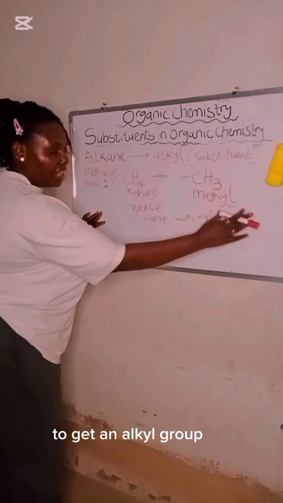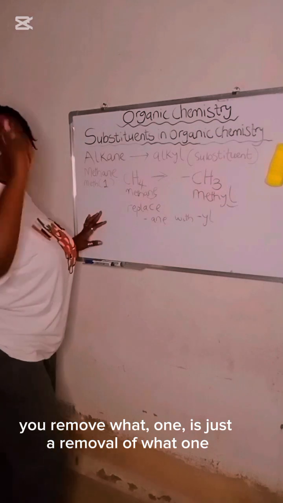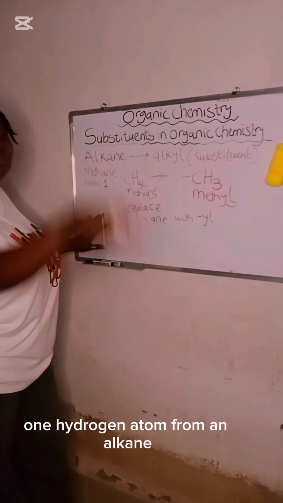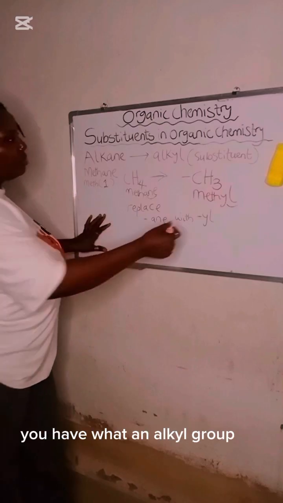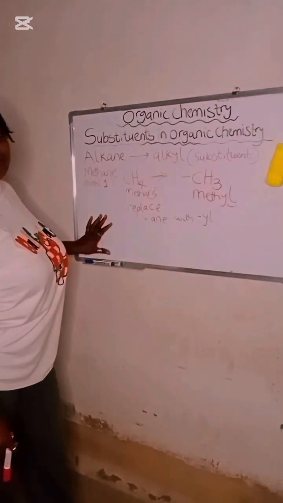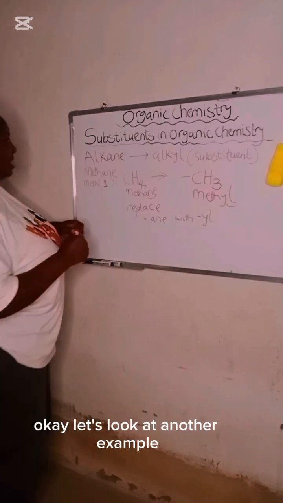To get an alkyl group, you remove what? It is just a removal of one hydrogen atom from an alkane. You have an alkyl group. That is the substituent. Can we try another example? Okay, let's look at another example.